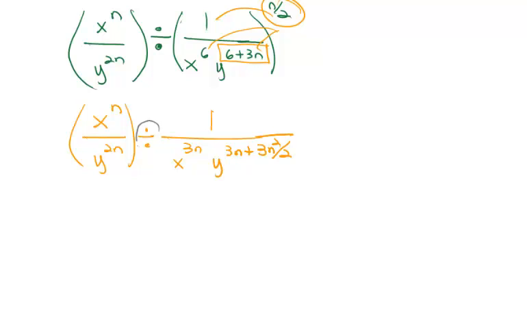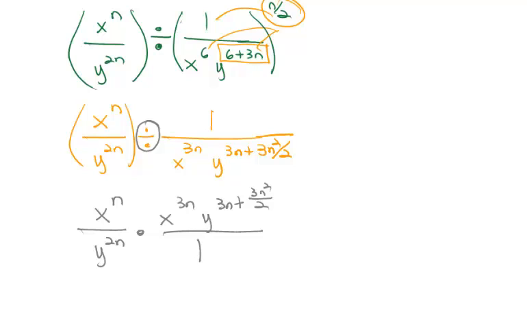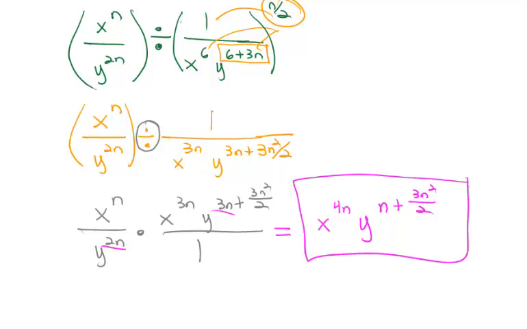Finally, how do we divide fractions? We multiply by the reciprocal. So we're going to multiply by x to the 3n, y to the 3n plus 3n squared over 2, all over 1. Now we can add the exponents on the x's. 1n plus 3n gives us x to the 4n. For the y's, we'll subtract the exponents. Subtracting 3n minus 2n gives us y to the n plus that 3n squared over 2. And we have our final solution.